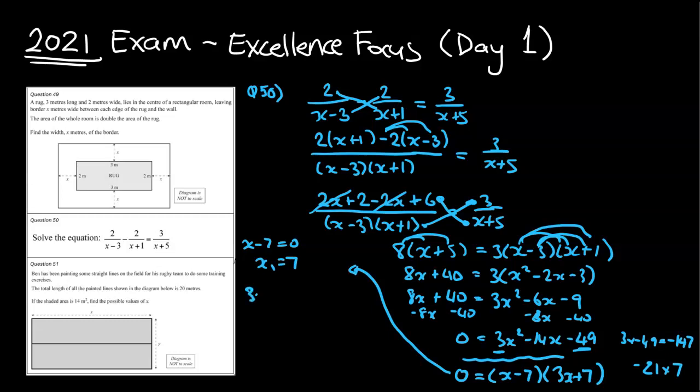And my second answer, 3x plus 7 is equal to 0. I'm going to go minus 7, minus 7. 3x equals negative 7. So the second answer of x is equal to negative 7 over 3. There's no real context here, so I can't really eliminate either of these as a false answer. So I'm just going to leave them as they are.